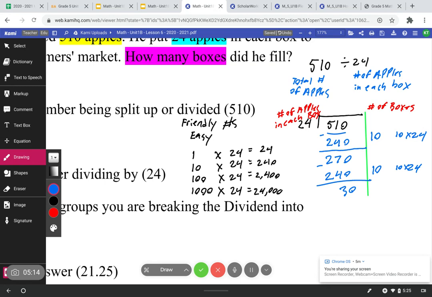I have 30. So how many boxes can I get from 30? I have 30 apples left. I can make another box. Let's make another box. Let's sell another box. Let's make more money. We are here. Let's go get that bread. 1 times 24. So let's see how many I have left. I have 6 apples remaining.